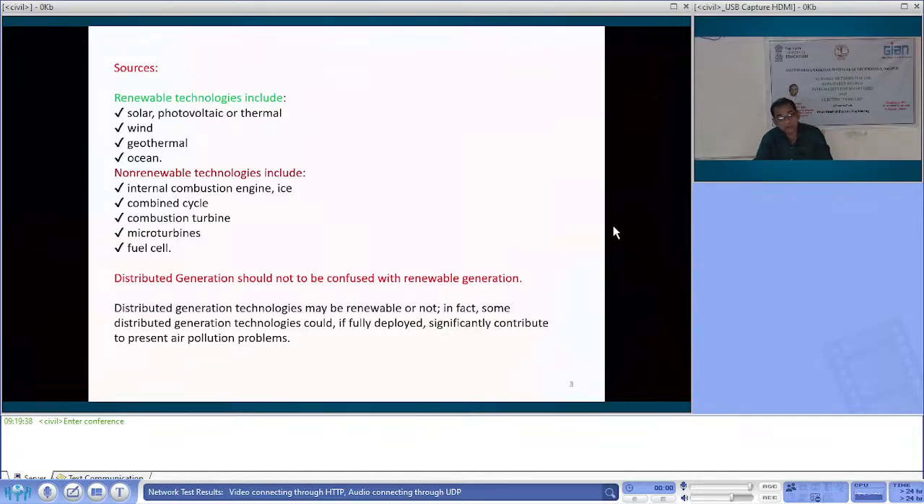So many times students are confused about distributed generation. Therefore the term distributed generation should not be confused with only renewable. It has both renewable plus non-renewable. Okay, that is in brief.